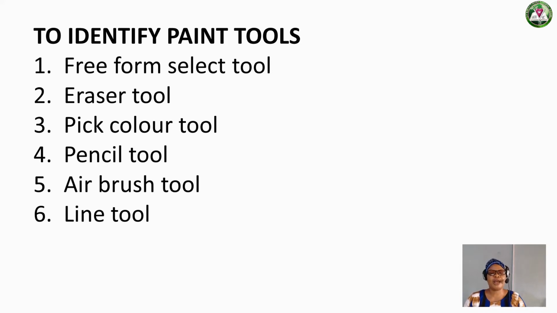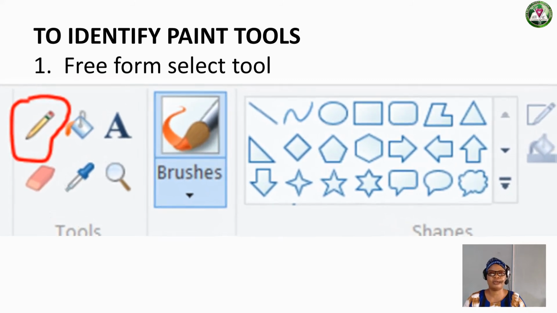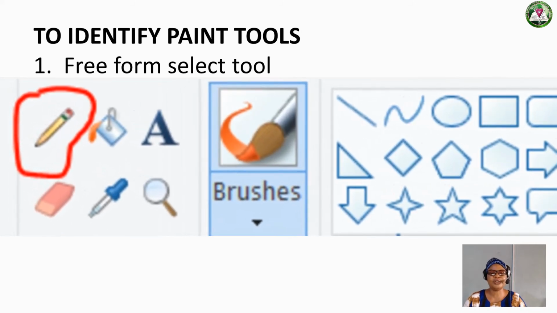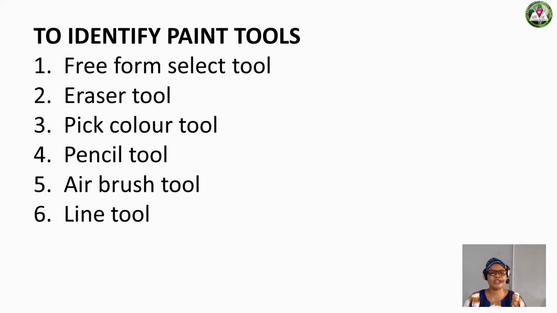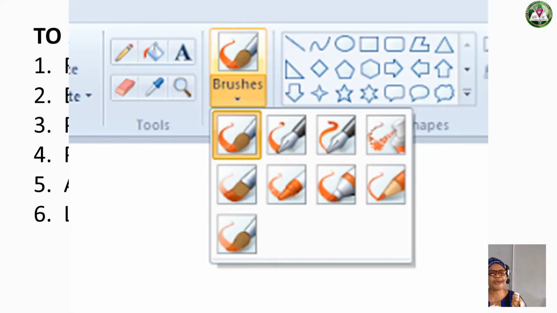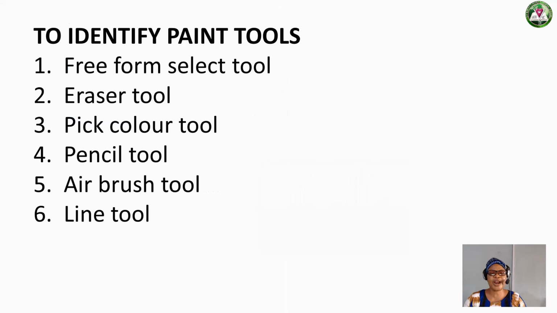Number four, we have Pencil Tool. Pencil Tool is used to draw. It is used to draw shapes or objects. Then we have Airbrush Tool. The Airbrush Tool is used to spray colors on your objects.